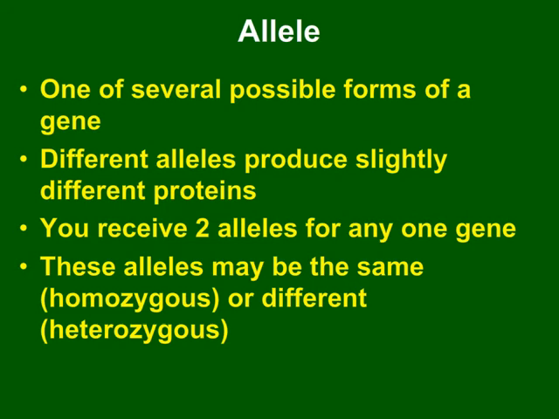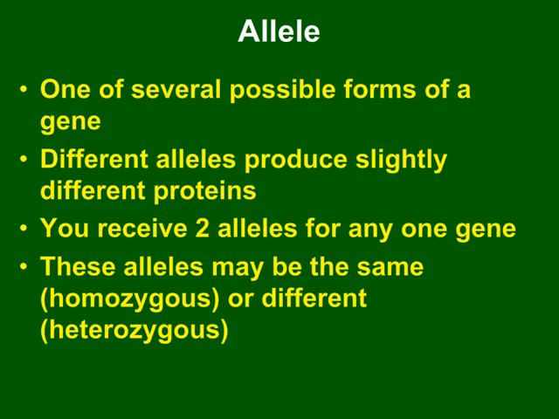It's important to realize that because we get chromosomes from our mother and our father, you receive two alleles for every gene. Now, these alleles may be exactly the same, that is the same recipe, in which case we say that you're homozygous, homo meaning the same, or these two recipes might be different, in which case we say you're heterozygous for that gene, and hetero here means different.